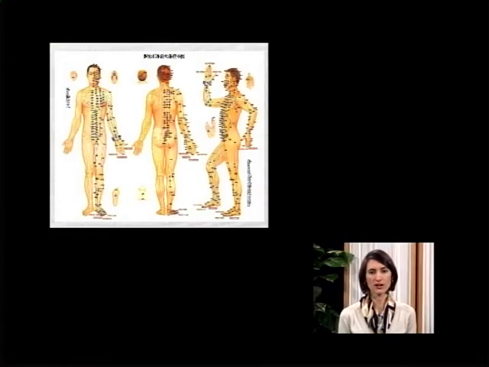If we look at a picture of the body and the meridians that cover the body, as you see here, you can see that the meridians cover head to toe, front to back, on the sides, inside the arms and legs, and out.